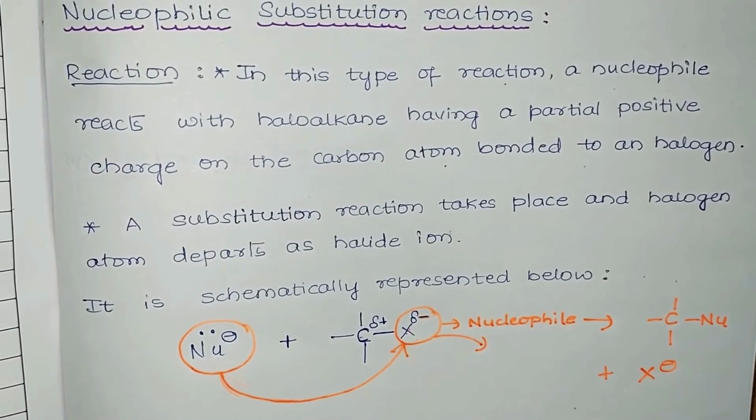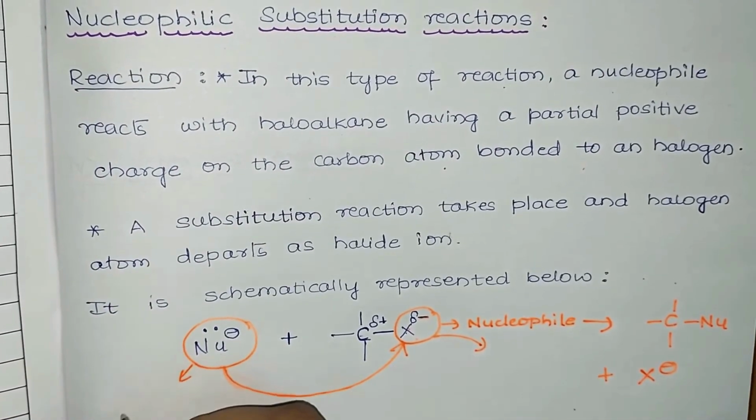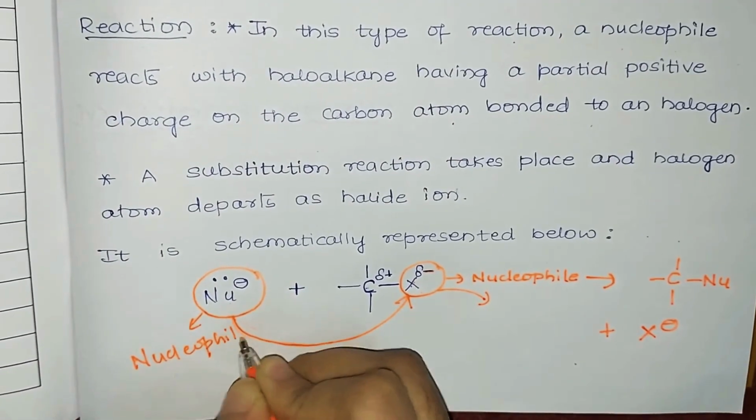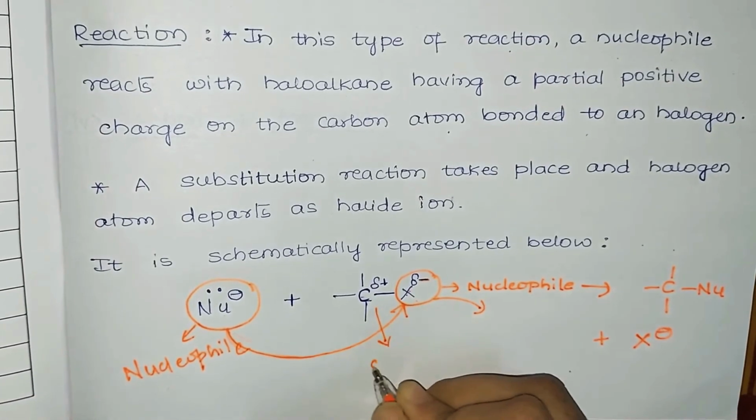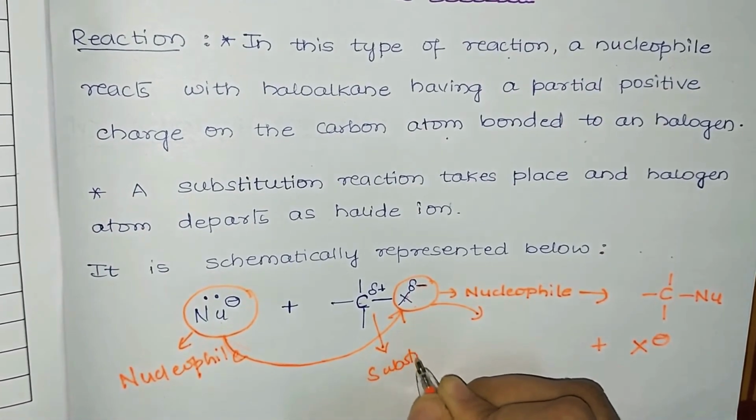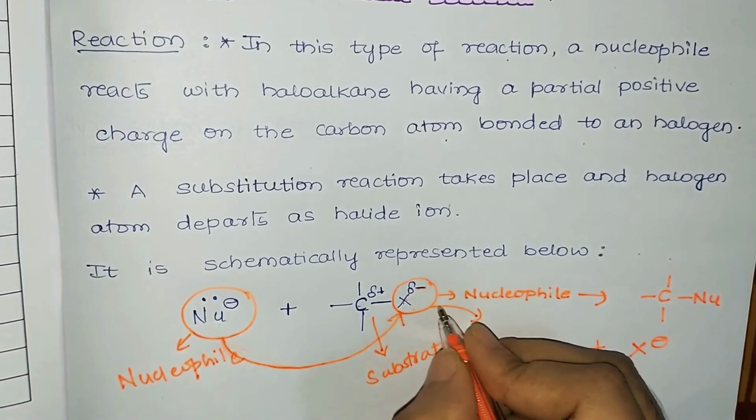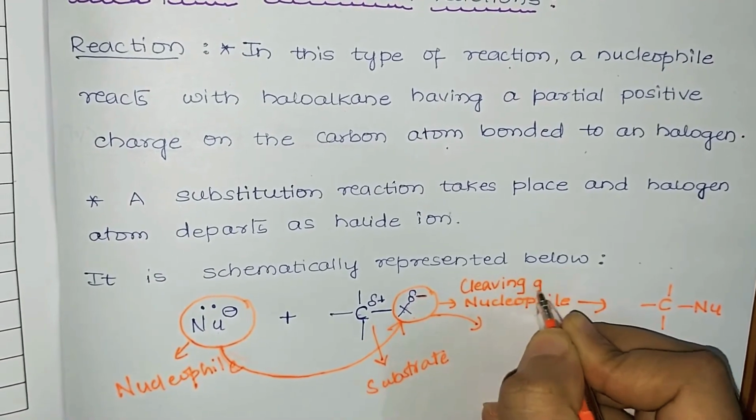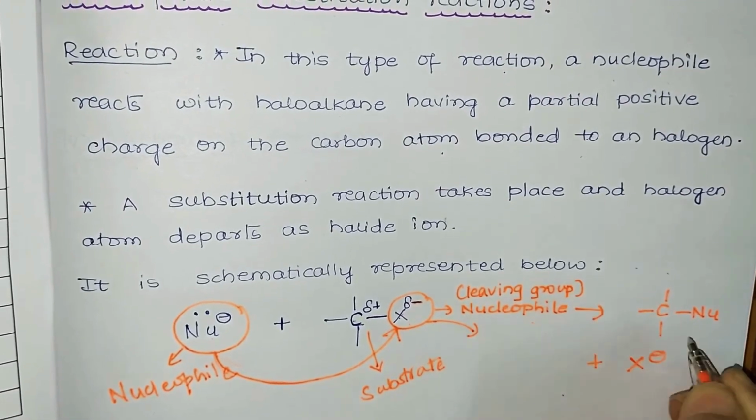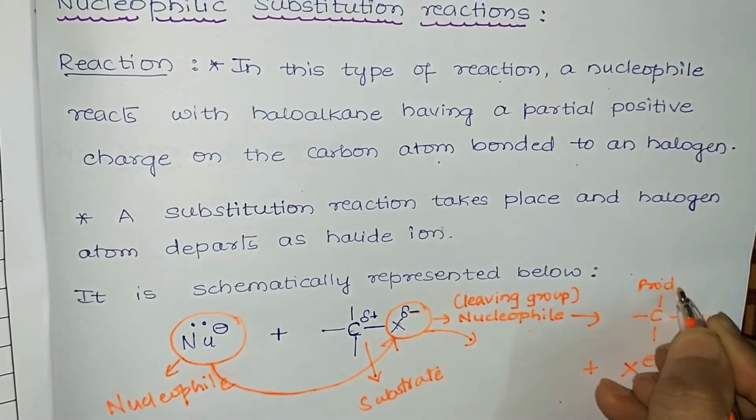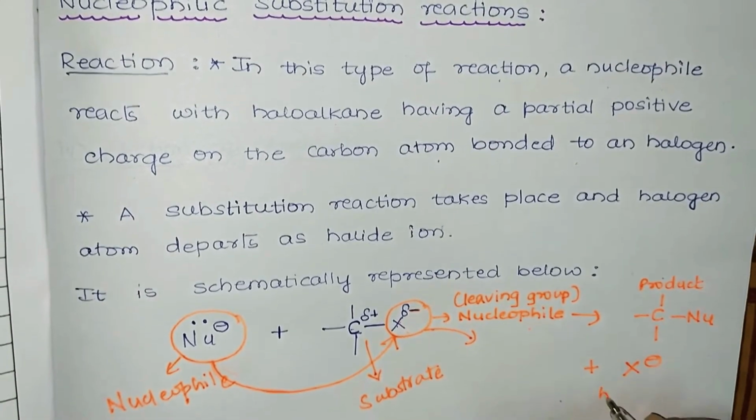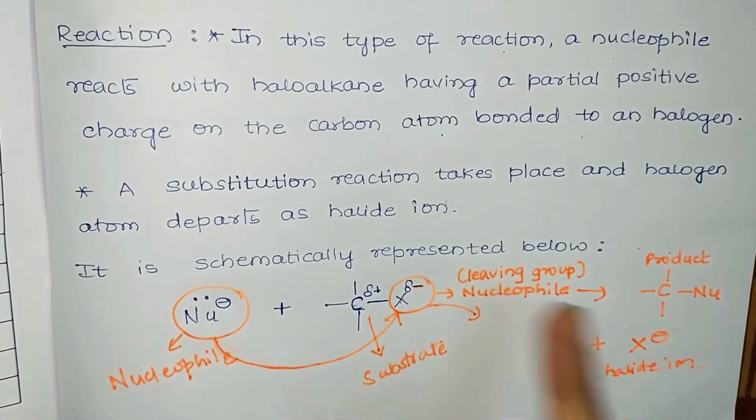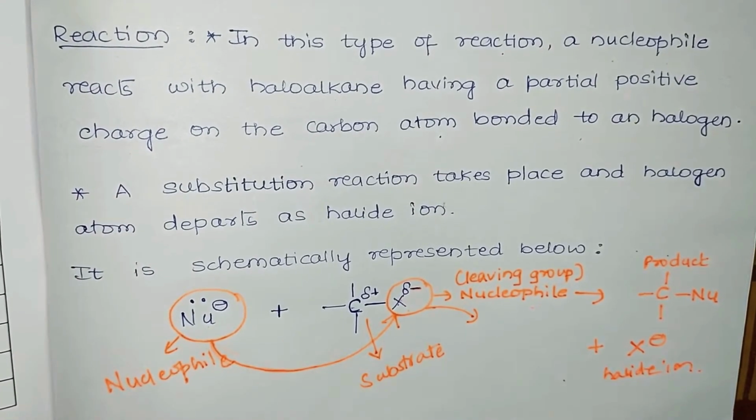Let us label what we had in this reaction. We had a nucleophile, which reacts with the alkyl halide. This alkyl halide we call the substrate, and the halide that is going to be removed we call the leaving group. So the halide ion here is called the leaving group, and we get our new product. The halogen is removed in the form of a halide ion. So this is our general reaction.